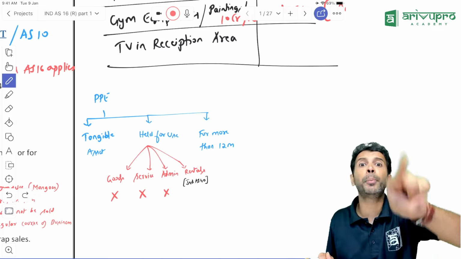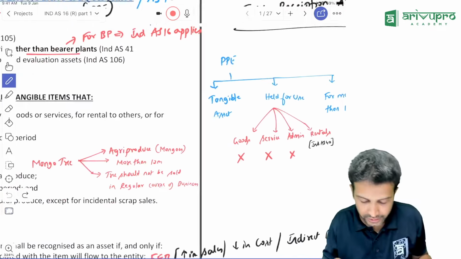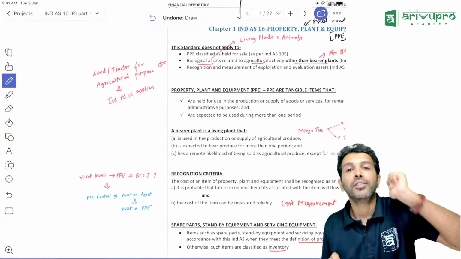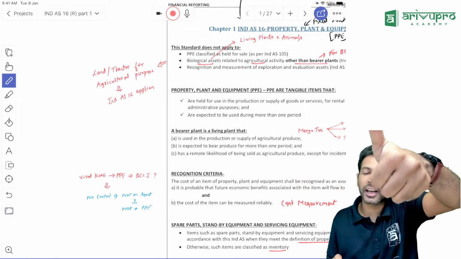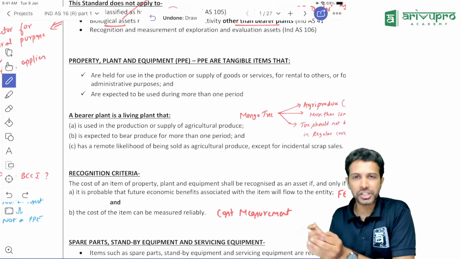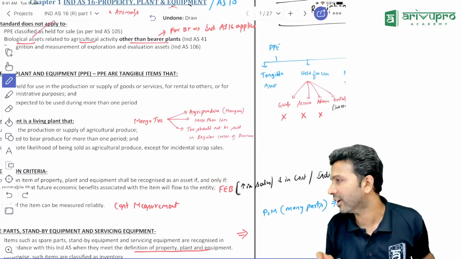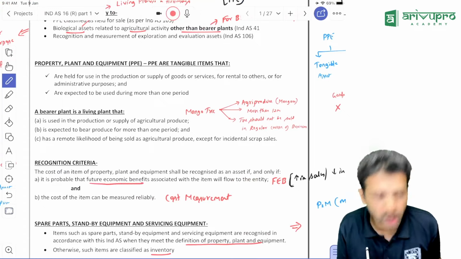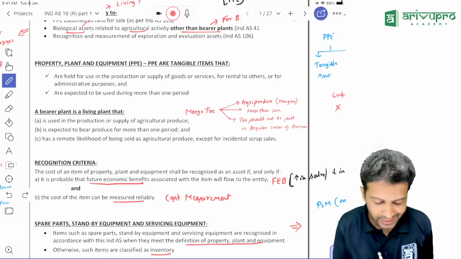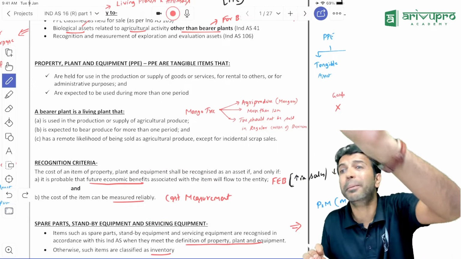If you want to show PP in the balance sheet, there are 2 recognition criteria. Anybody remembers what those are? FEB, future economic benefits, and cost measurement. Same thing. If you want to show PP in your balance sheet, there are 2 recognition criteria. FEB here stands for future economic benefits. Second one is cost measurement. So what is this FEB? Full form is future economic benefits.